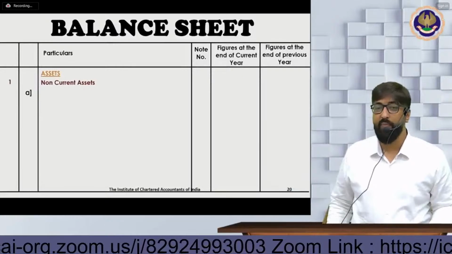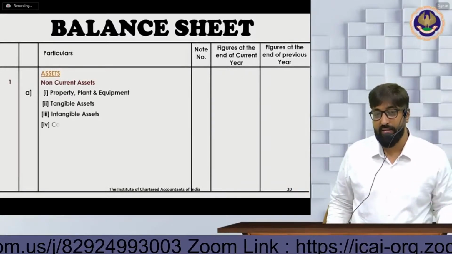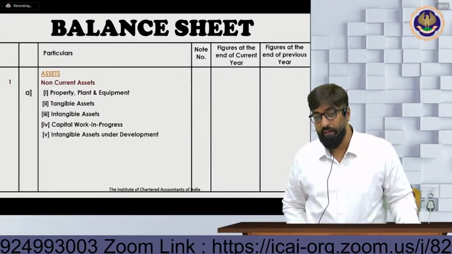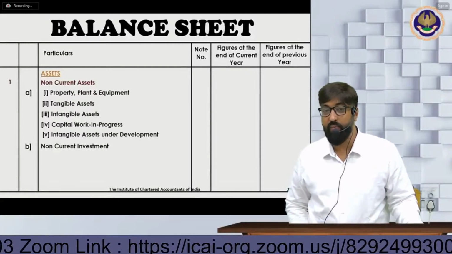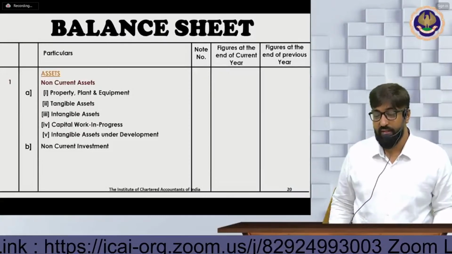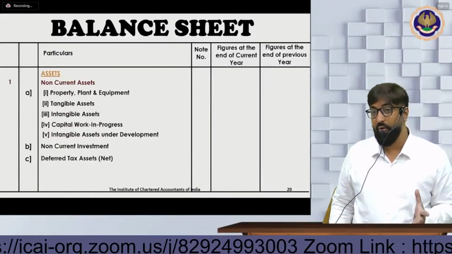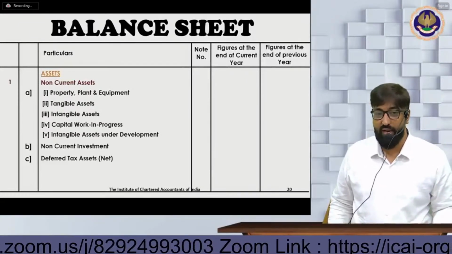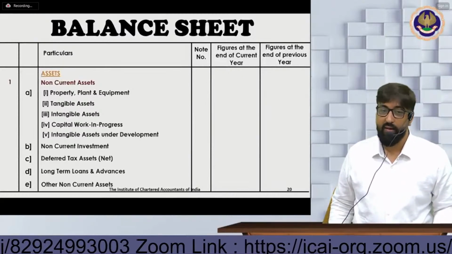Assets, you have property, plant, and equipment first. So accounting standard 10. Tangible assets here. Intangible assets is your accounting standard 26. Then capital WIP. Intangible assets under development. Again, accounting standard 26. So here under development, we will consider over here. So research and development phase, you are already aware about AS 26. Non-current investment, that is accounting standard 13. You may have long term or short term. Deferred tax asset, when your accounting income is less than your taxable income, you will create that. Long term loans and advances and other non-current assets.